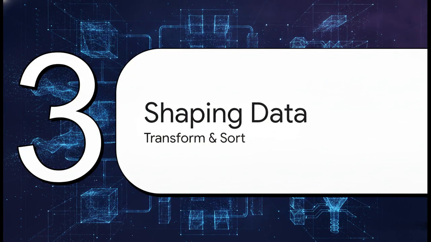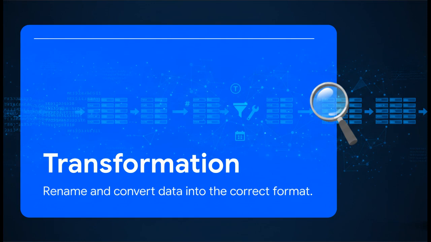Once we've scrubbed all that grime away, we transition to Section 3, shaping data through transformation and sorting. So the obvious errors are gone, right? Now the scrubbed data needs to start taking on a predictable structural form. This is where transformation comes in. Basically, transformation is the act of renaming and converting data into a correct, readable format.